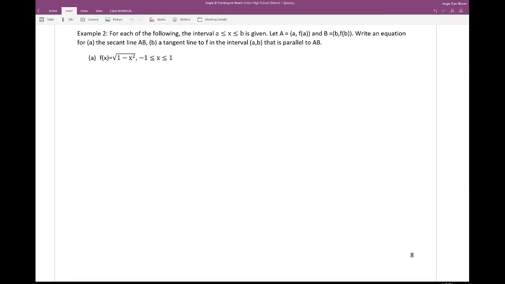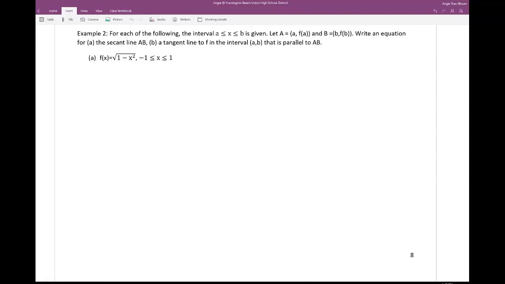Example 2, for each of the following, the interval inclusive A to B is given. Let capital A be the point (a, f(a)), and let B be the point (b, f(b)). Write an equation for the secant line AB, that means connecting dot A and dot B. Then write a tangent line to f in that interval A to B that is parallel to AB. So this is really revisiting the mean value theorem, okay?